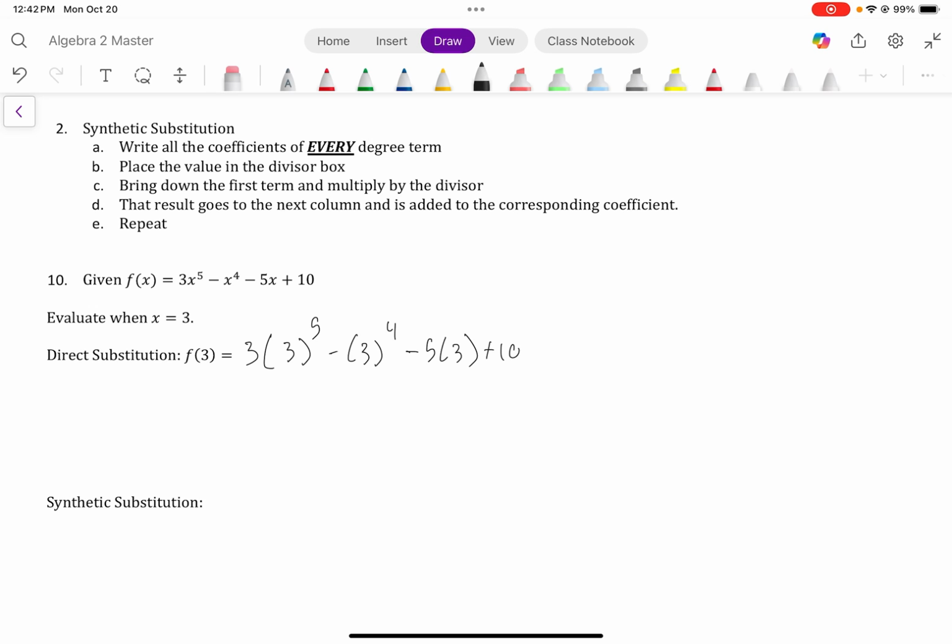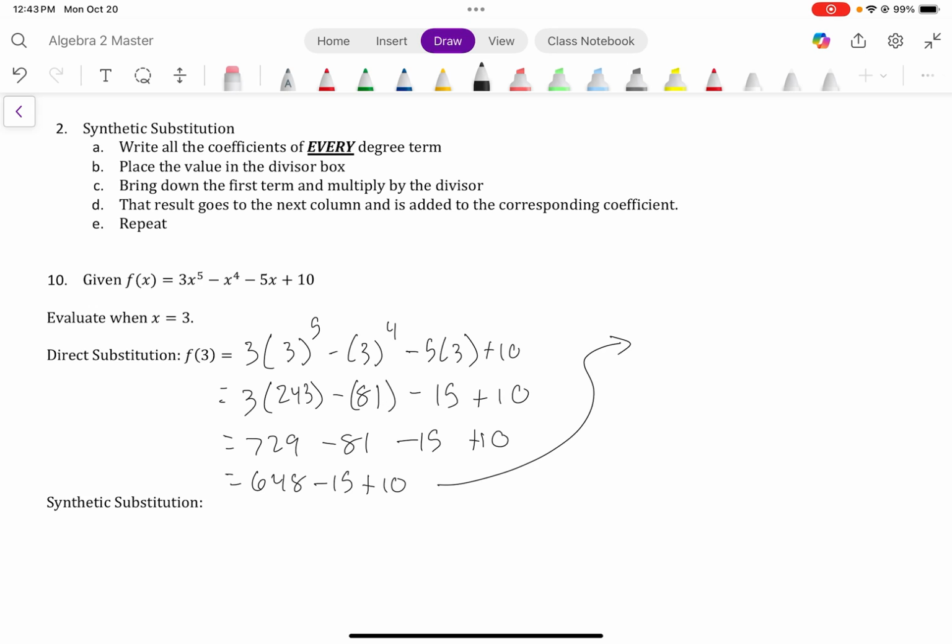Now we have to multiply this out. So immediately, I already kind of feel like this is not going to be a fun process. I know 3 to the 5th is 243. 3 to the 4th, that divided by 3 essentially, which is 81. 5 times 3 is 15, plus 10. 3 times 243, 729, minus 81, minus 15, plus 10. Just following my order of operations, 648 minus 15 plus 10. That's going to be 633 plus 10, which is 643 for my answer.